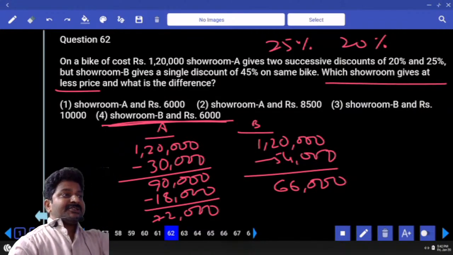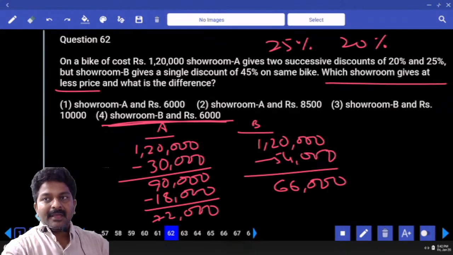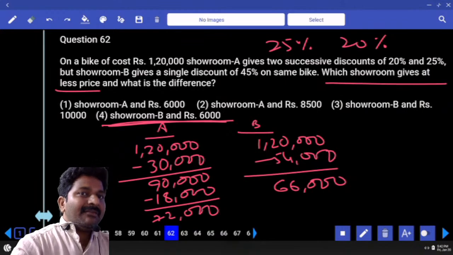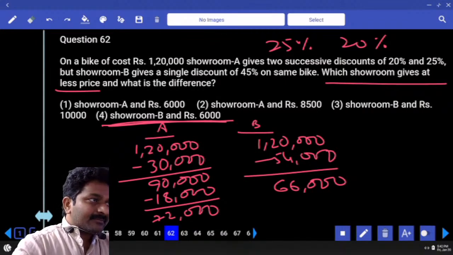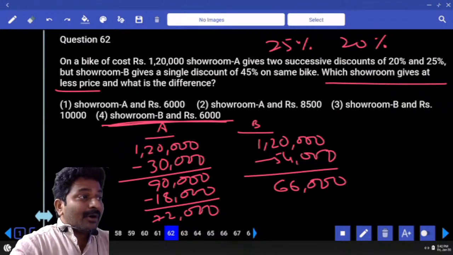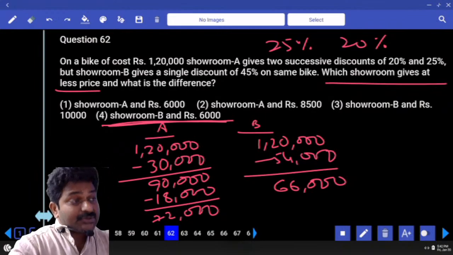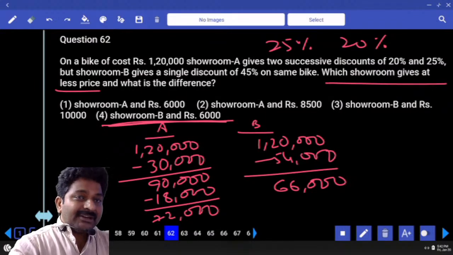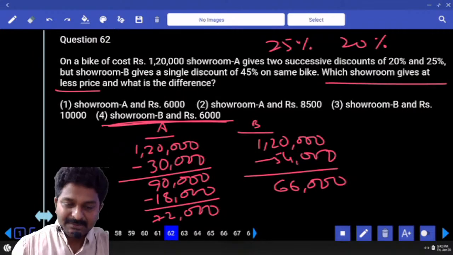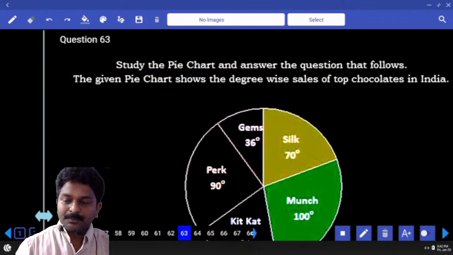If it is from the merchant's point of view, every merchant should get more profit. So out of A and B, he will choose only A. In the first case he will get 72,000, whereas in the second case he will get 66,000 only. A merchant always tries to sell the item at a higher price. So you must choose showroom A, with a difference of 6,000, if it is the merchant's point of view. But the question is based on the customer, so the answer is the fourth option.